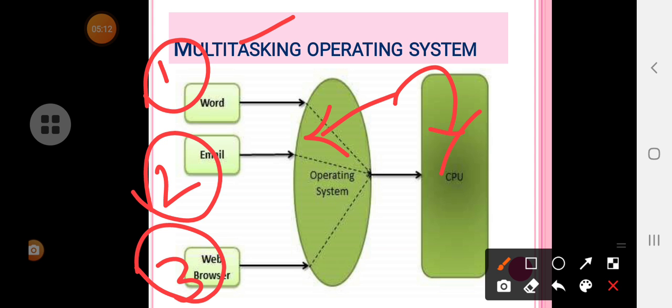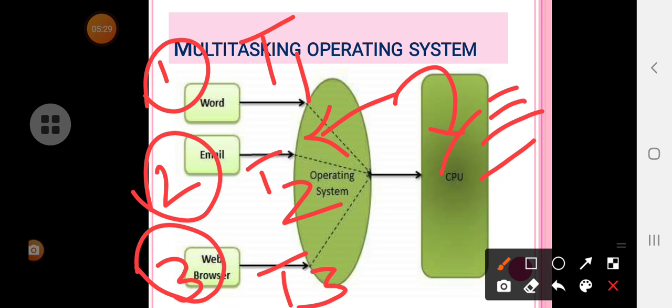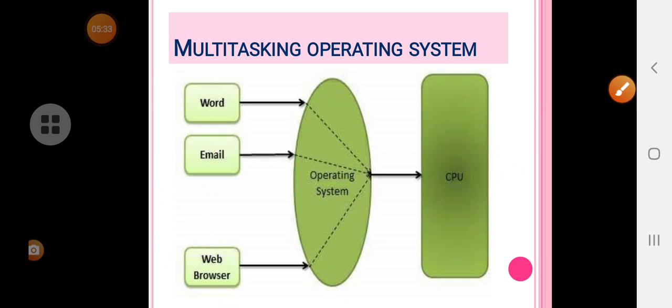It schedules by scheduling algorithms. T1, T2, T3: all these will be assigned by the operating system to the CPU, deciding which task has to be executed first and which task next. There is a gap of a few milliseconds between the tasks being executed. So this is the multitasking operating system diagram.